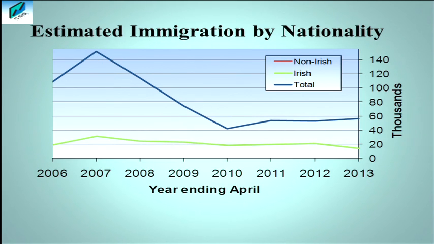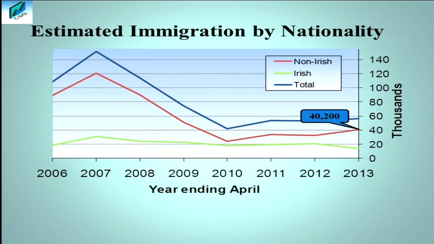Immigration among Irish nationals is estimated to be 15,700, while immigration among non-Irish persons was 40,200.